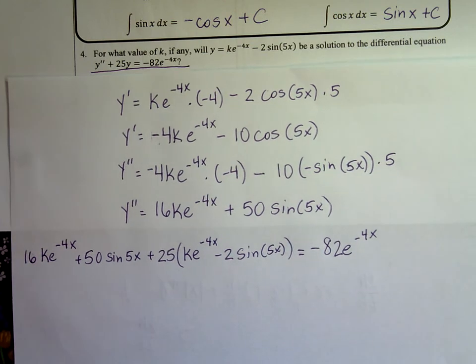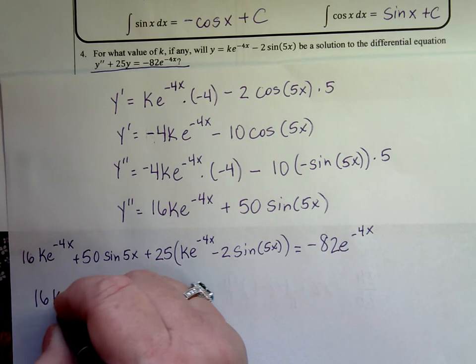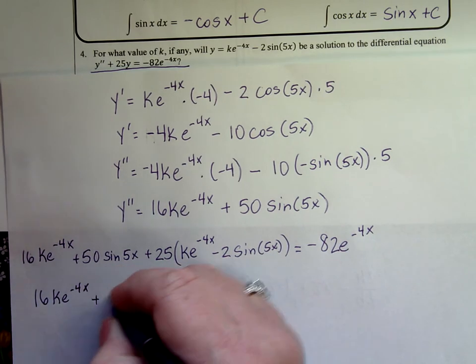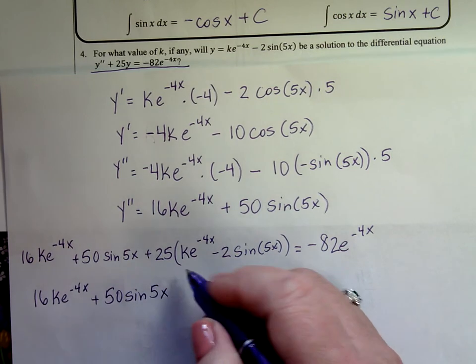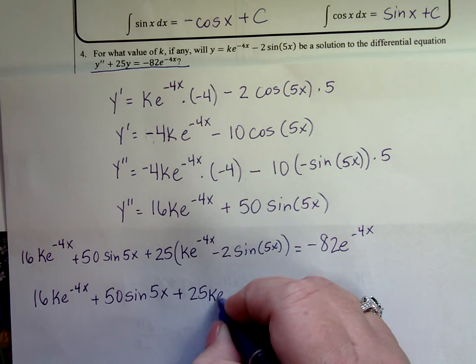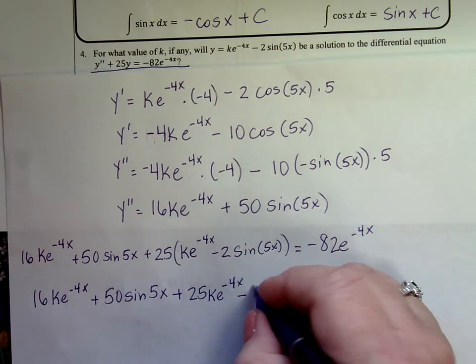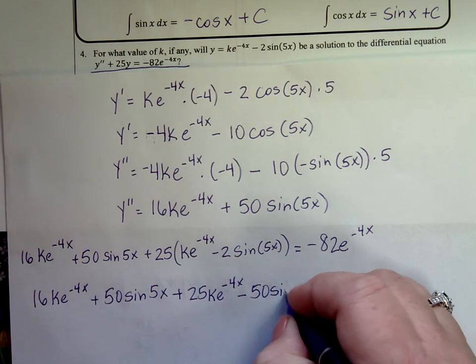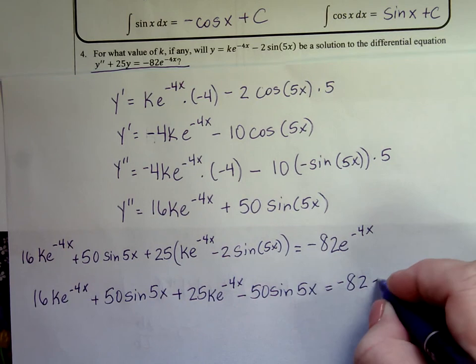Let's distribute the 25 and see what happens. 16k e to the negative 4x plus 50 sine of 5x plus 25k e to the negative 4x minus 25 times 2 is 50 sine of 5x equals negative 82 e to the negative 4x.